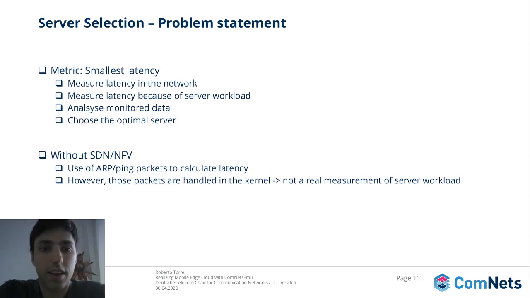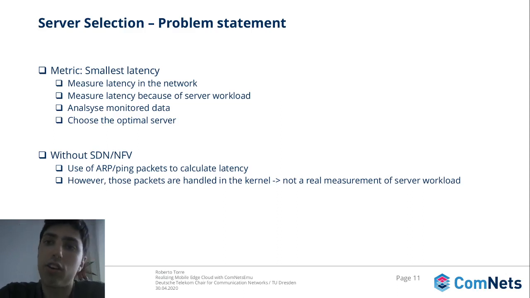So, we have different latencies. We have the latency in the network, which will be the latency over the switches. And then we have the latency because of the server workload. Because, as I was saying, if the server has some load and we need to split the time for each task, then our task will take more time to be finished. Then we'll have to analyze the monitor data to see which one has the lowest latency, and finally choose the optimal server.